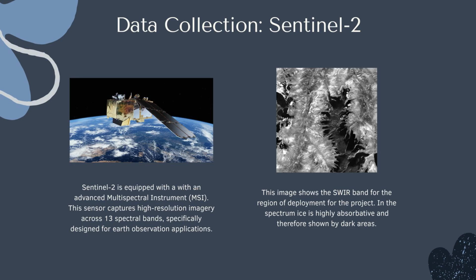As previously stated, the data for this project is collected from the Sentinel-2 satellite. Sentinel-2 is equipped with an advanced multispectral instrument, with a sensor that captures high-resolution imagery across 13 spectral bands. This project will specifically focus on short-wave infrared, known as the SWIR band, which is shown on the right-hand side of this slide. Snow and ice reflect green visible light, while being highly absorptive of short-wave infrared, hence the darker regions in this image. This satellite is part of the Copernicus program, with data available from its online database.